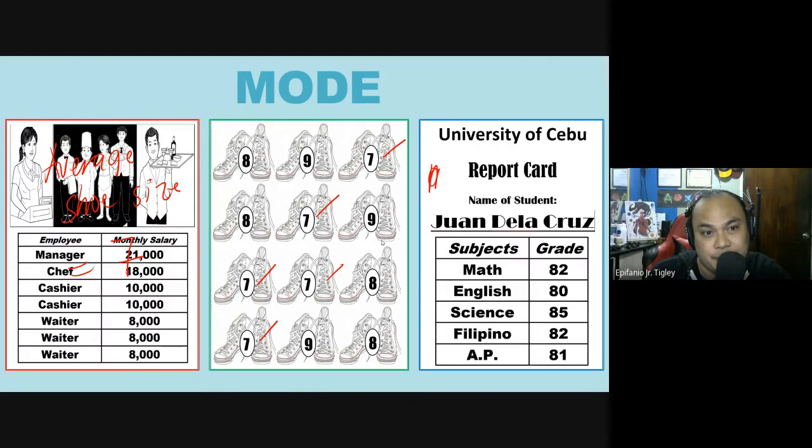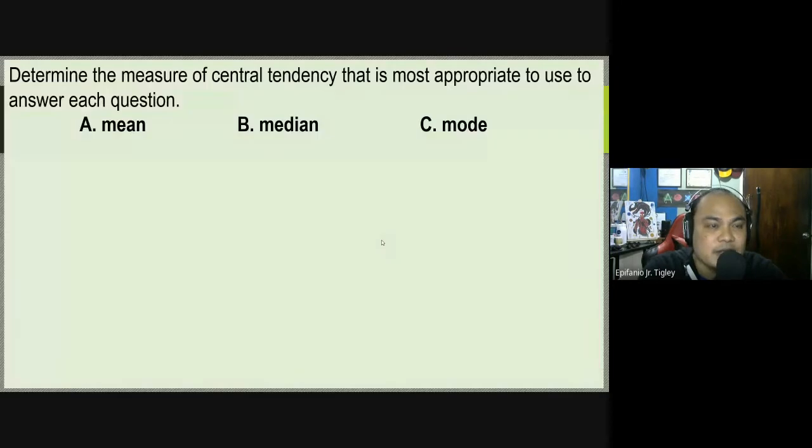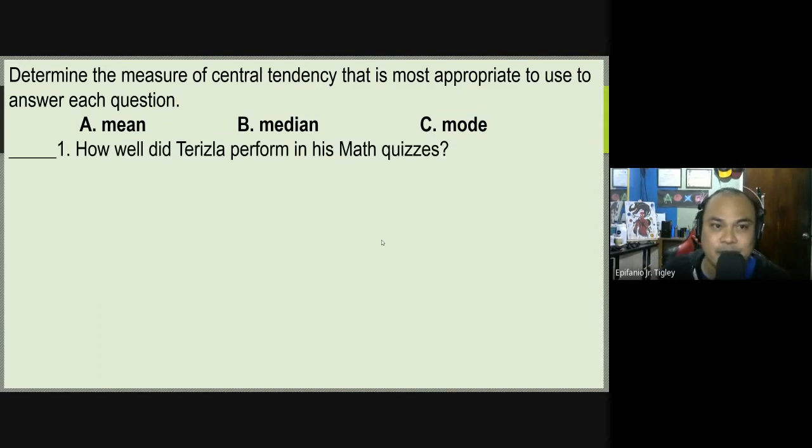So again, these are the 3 different measures of central tendencies. Now, I'm going to give you a situation. You tell me what is the most appropriate to use. Is it the mean? Is it the median? Or is it the mode? Let's start with number 1. How well did Terizla perform in his math quizzes? Anybody can answer? Just unmute yourself. Are you going to use the mean? Are you going to use the median? Or are you going to use the mode?